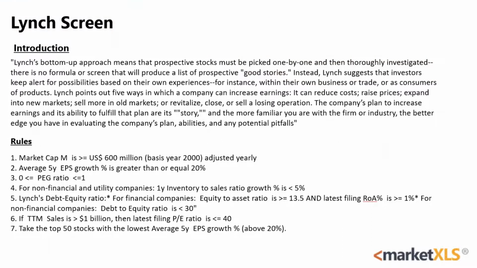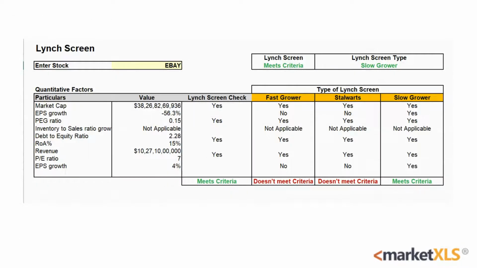MarketXLS offers a template for this strategy and a function too. Here's an introduction page for the template, and here's the active template. On this page, the information about the stock ticker has to be inputted by the user. And for the purpose of this video, we'll be using eBay. As you can see, this stock meets the criteria of the slow grower.